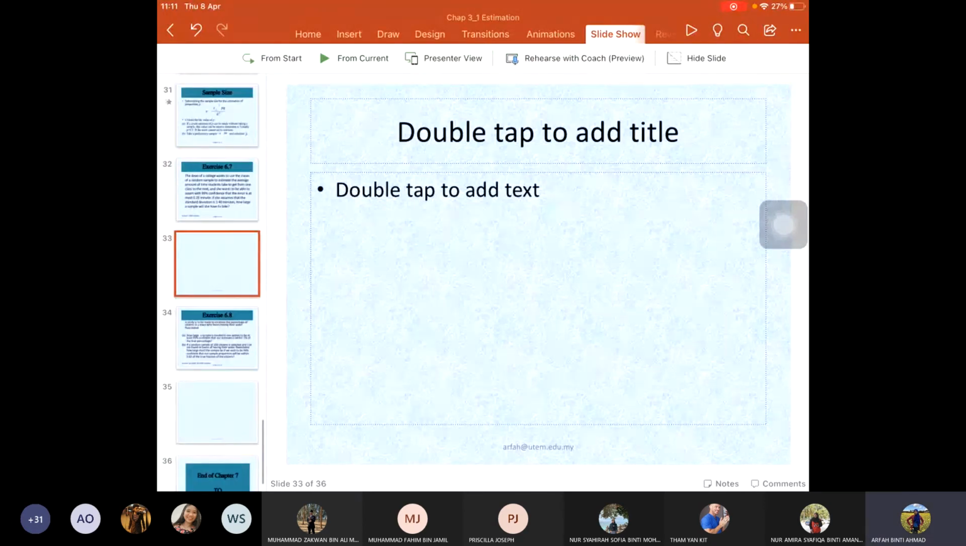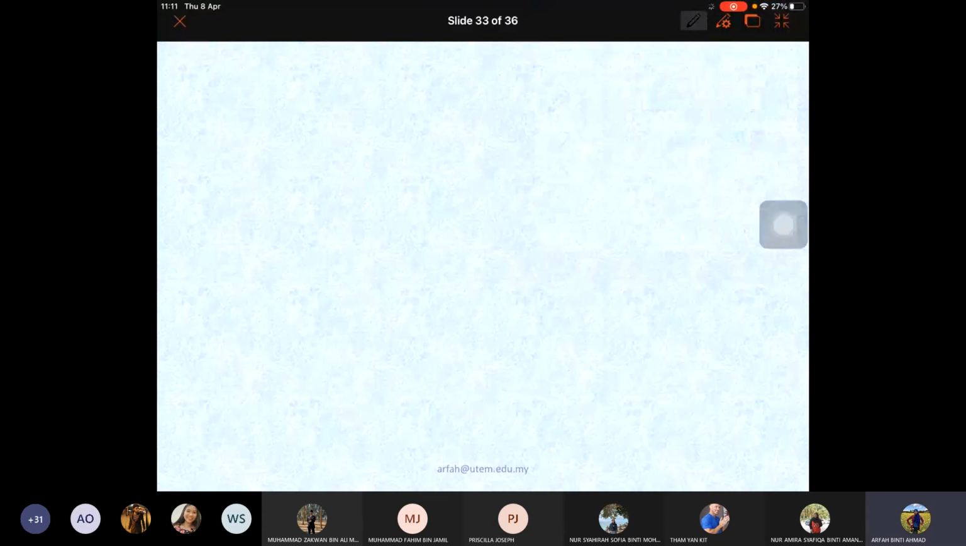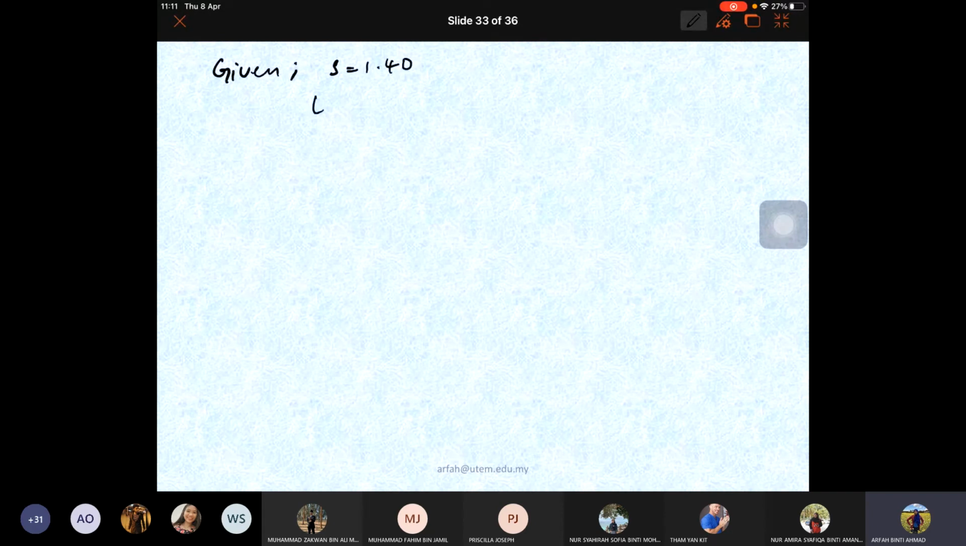Okay. So list down all the information given. So awak ada given, okay, S sama dengan 1.4 and then awak ada error yang dia tetapkan is 0.25 and dia bagi 99%.